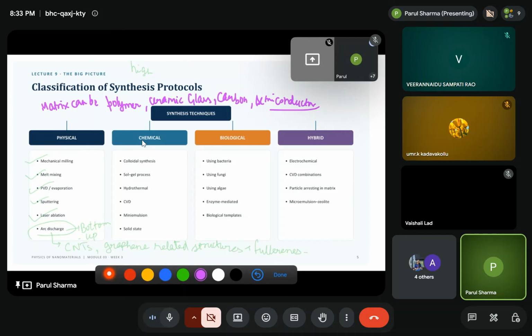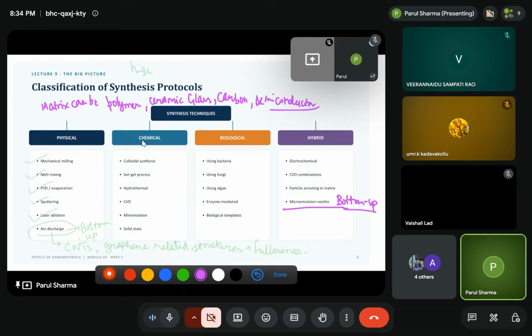The next is microemulsion zeolite. So this is the last hybrid method in such case. So this is a bottom up technique. So in this, the key idea is that we are using extremely small, thermodynamically stable droplets as the confined reaction environment where the zeolite precursors will undergo nucleation. So we have studied what is the microemulsion and what are zeolites.